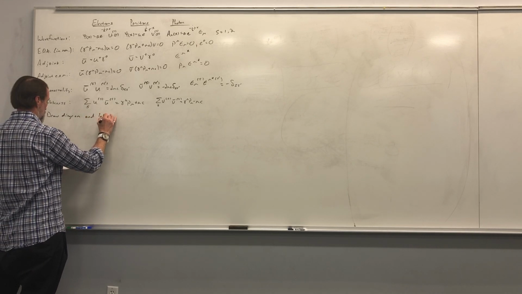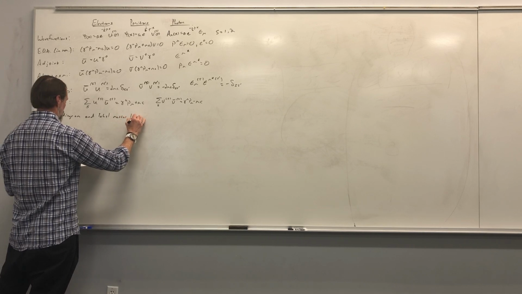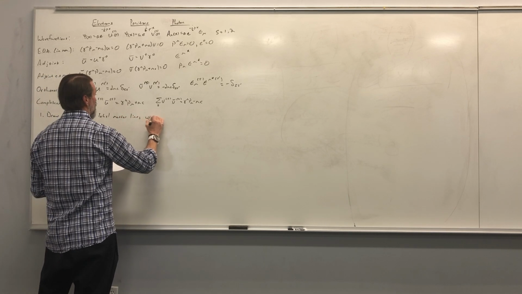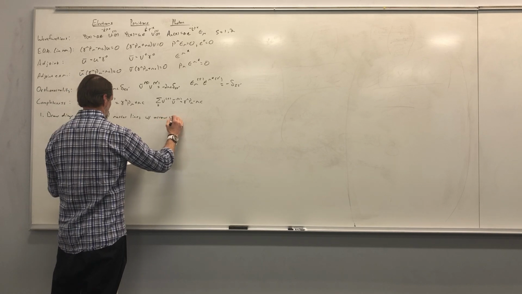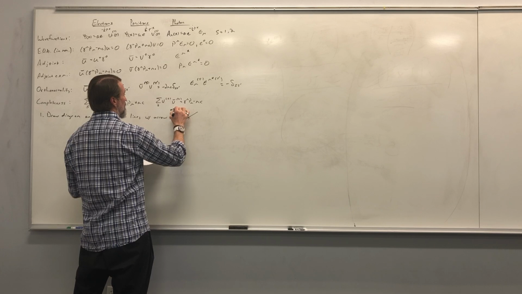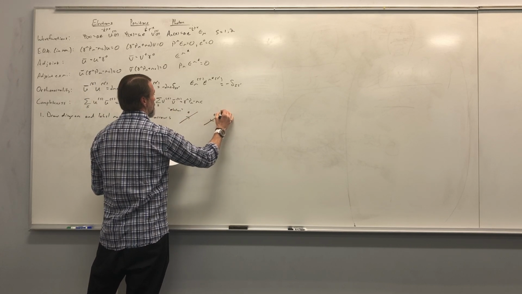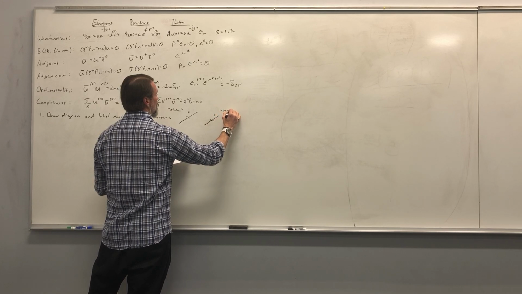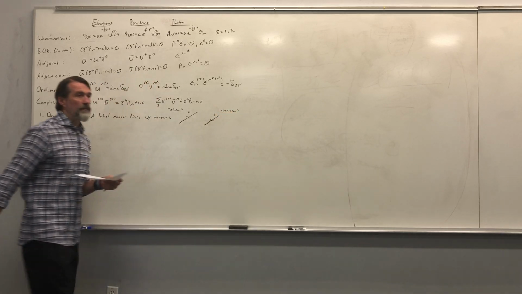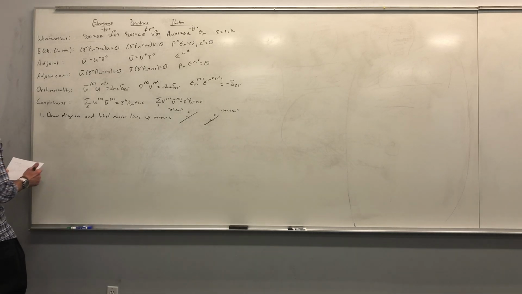And label matter lines with arrows. Okay, so remember, that is an electron, whereas that is a positron. And you do this for any electron or positron in the diagram, but you don't do it with photons because they're their own antiparticles. Okay?